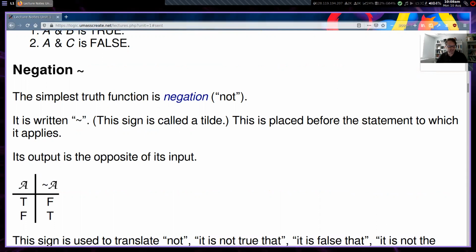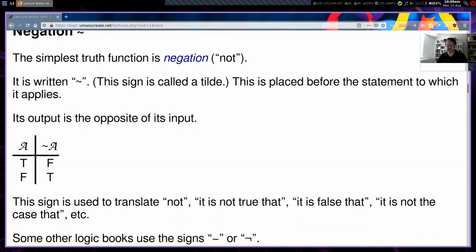If I take A and it's true, and I put not on it, if I take something true and I say not before it, I end up saying something false, right? If I say today is Tuesday, and it is, and then I say it's not Tuesday, then I'm saying something false. If today is Tuesday is false, and I say it's not Tuesday, I say something true. So negation will take the truth or falsity of the input and reverse it. If I take something true and I say it's not the case, I say something false. If I take something false and I say it's not the case, I say something true.